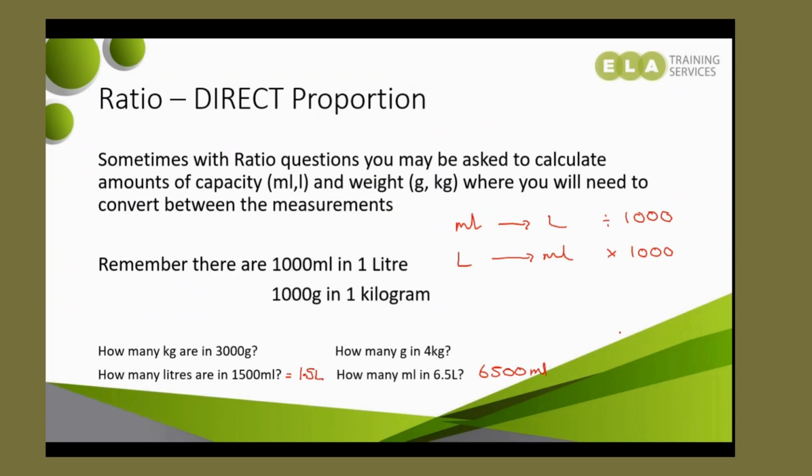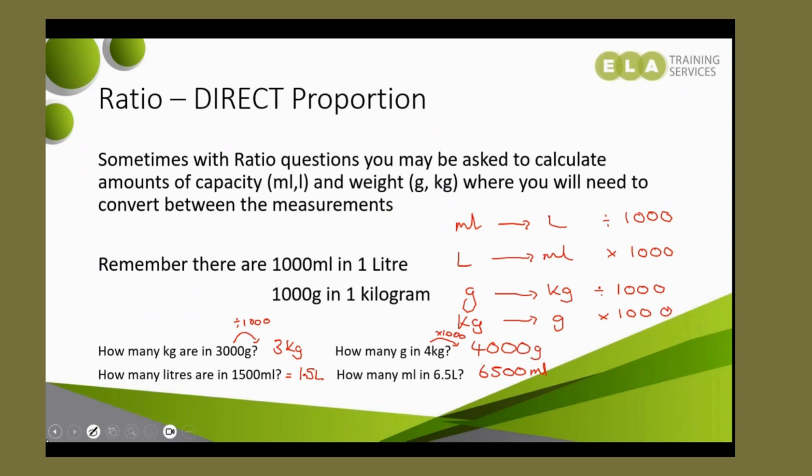We then do the same for grams and kilograms. So there are 1,000 grams in 1 kilogram. So grams to kilograms is divide by 1,000, and kilograms to grams is times by 1,000. So how many kilograms are in 3,000 grams? We're going to divide by 1,000, take away our 3 zeros, 3 kilograms. And how many grams are in 4 kilograms? We times by 1,000, which will then give us 4,000 grams. And that is how we do our conversions when we're doing a ratio.